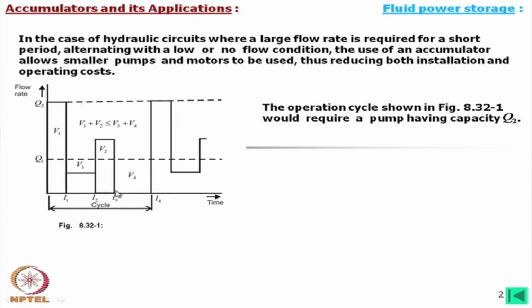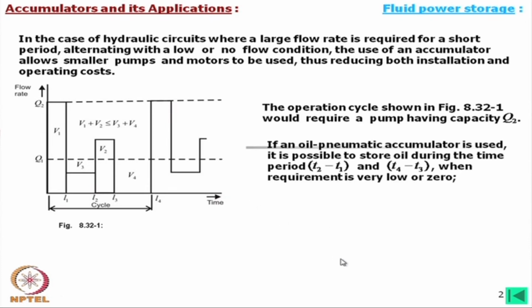Then what can we do? We can use a pump of this capacity and an accumulator. Obviously, these two periods should not be very long. Then the fluid which will be stored in the accumulator during this period and this period can be utilized to have V1 and V2.